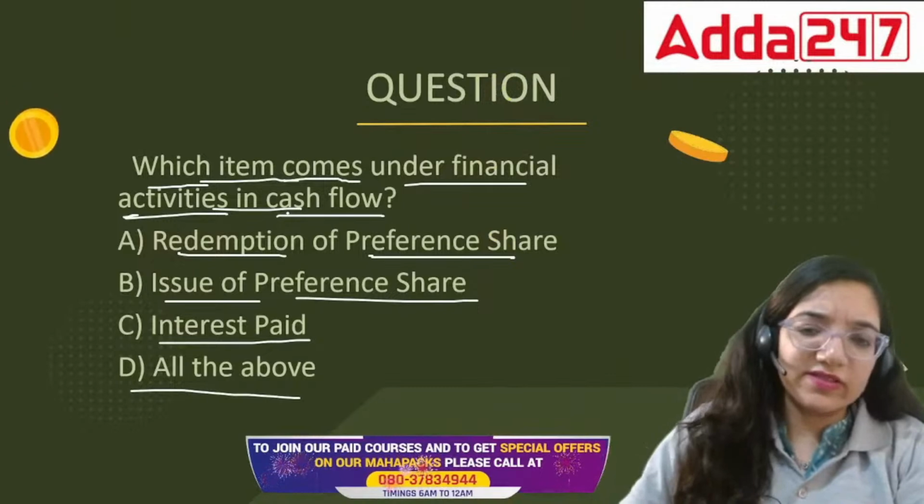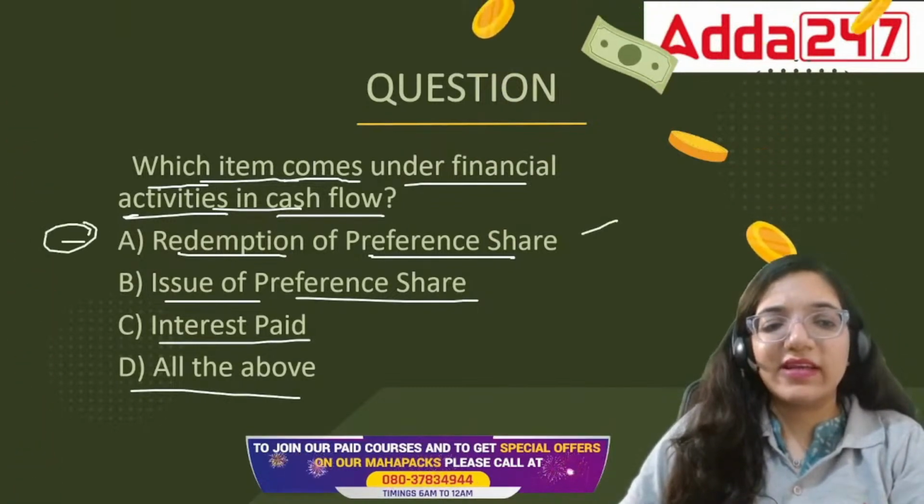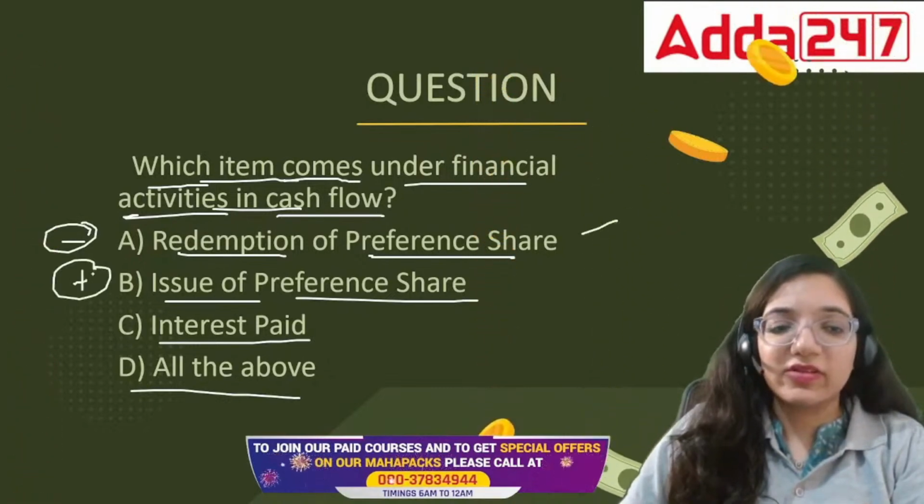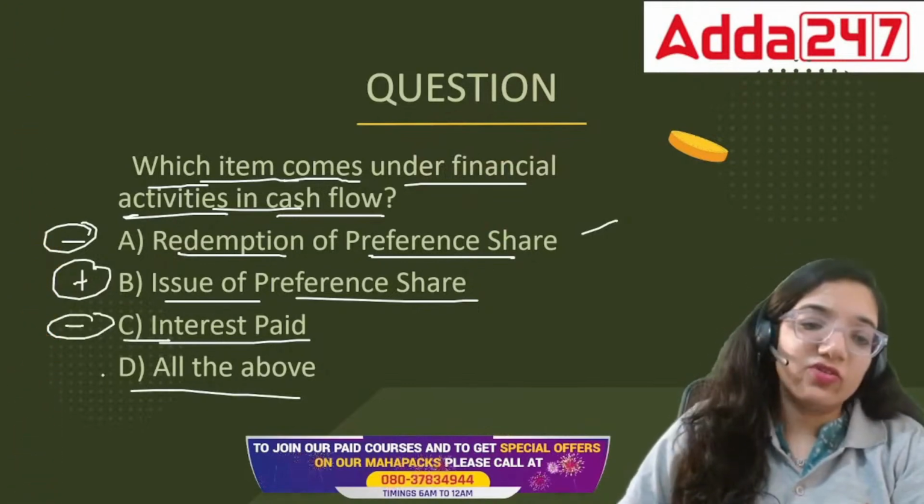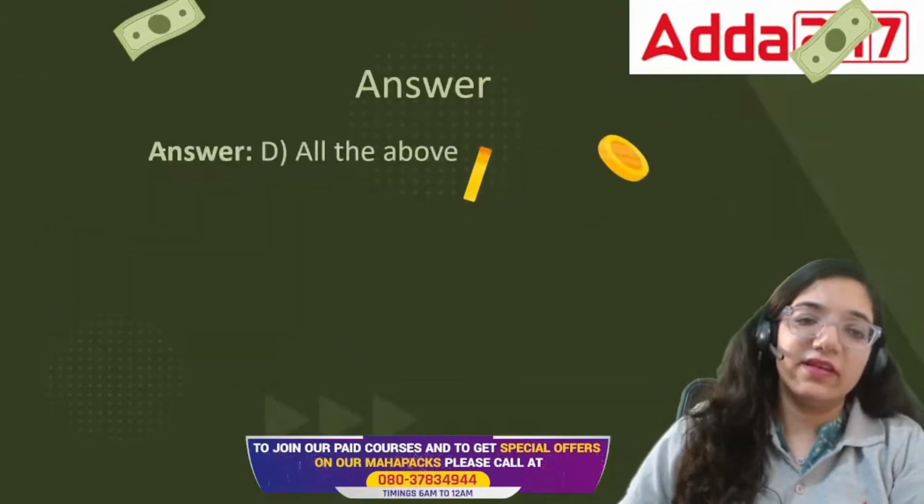So long term ones, true. Redemption of preference shares is a minus item because we pay off. From the issue of preference shares we gain, so it's a plus. Interest paid, we pay, so this is a minus. So all of the above are financial activities. It is all of the above.